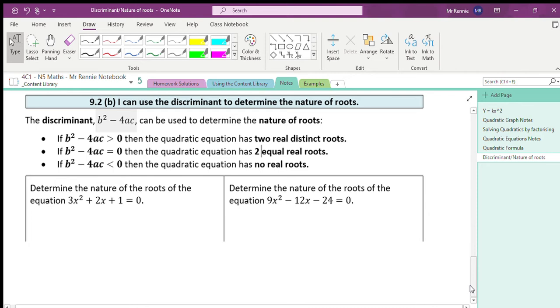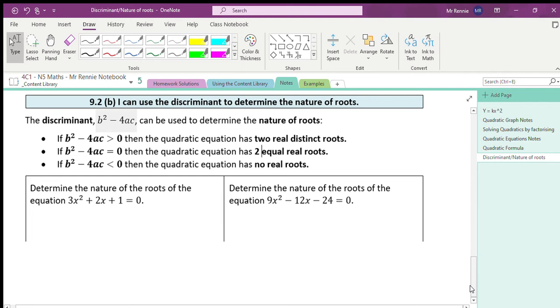So if it's greater than 0, we say two real distinct roots. If the discriminant equals 0, two equal real roots, and if it's less than 0, then it has no real roots. Again, using the word real in there. So let's show you how we do this.